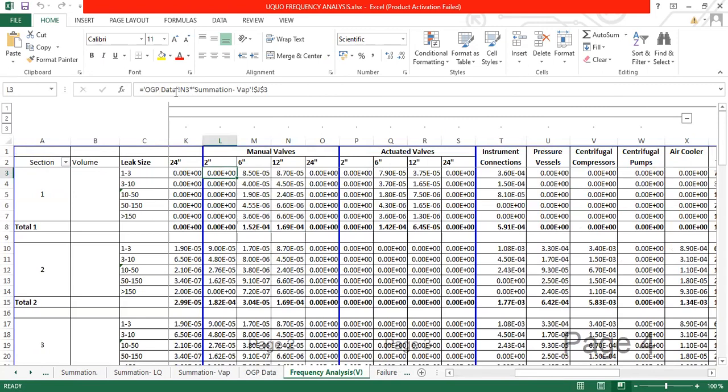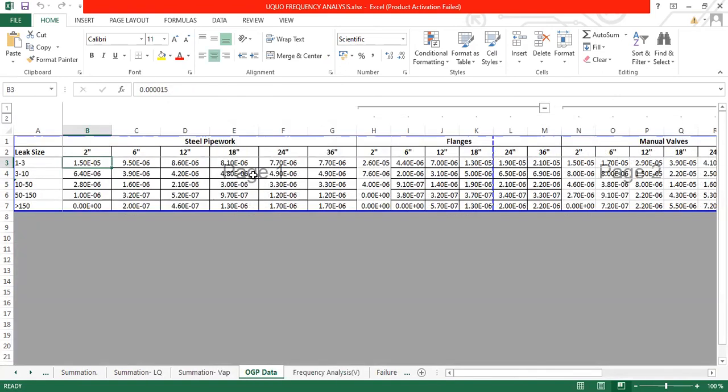If you look in here, you see that we went to the tab called OGP N3. Let's see what is in OGP N3. So this is OGP data N3. This is N3 here. This is N3. And what is this number? We're basically taking the OGP data for 1 to 3 leak sizes for 2 inch and below manual valves.